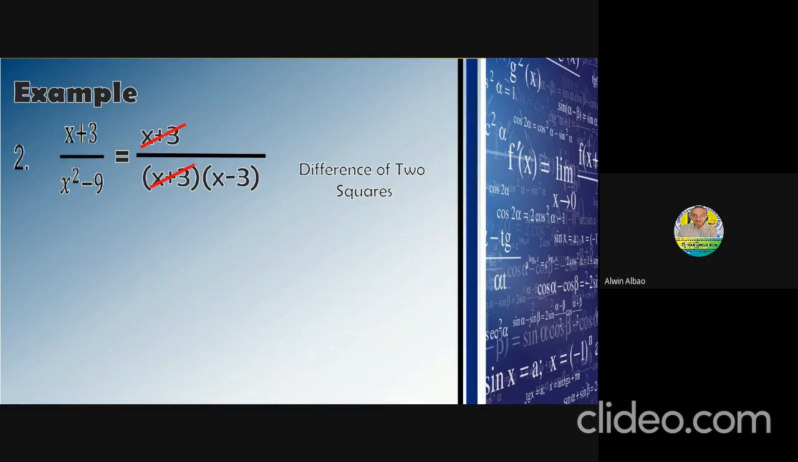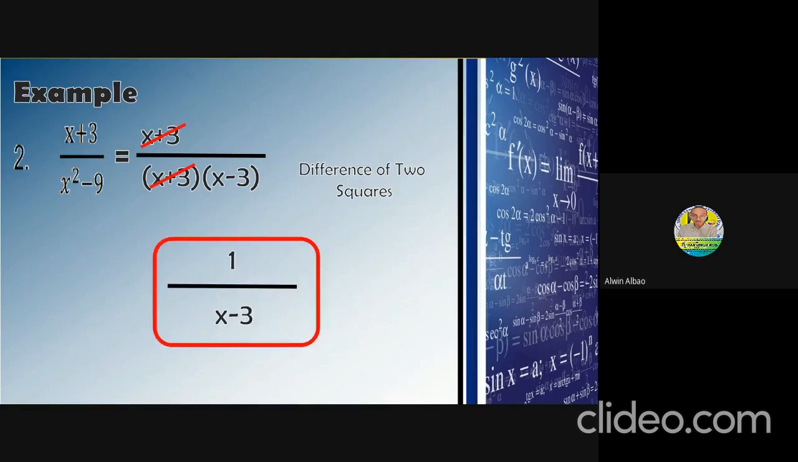Again, walang natira sa numerator. So, ibig sabihin, ang ating numerator ay 1 over x minus 3. So, ito yung ating final answer.